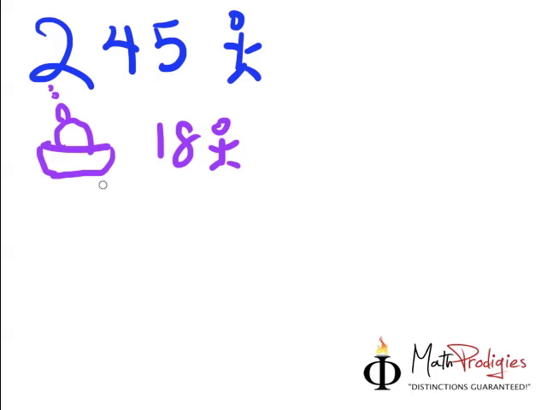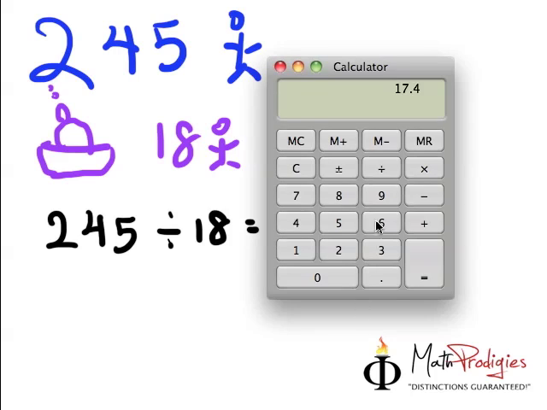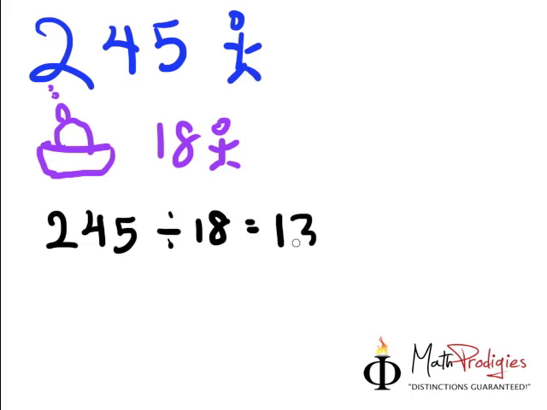For this question, it is simply a concept of division. So 245 people, each group there is 18. My question is how many groups are there? 245 divided by 18 gives you the answer 13.6111. Now here's the thing that I don't want you to do. I don't want you to put in the 0.6111.